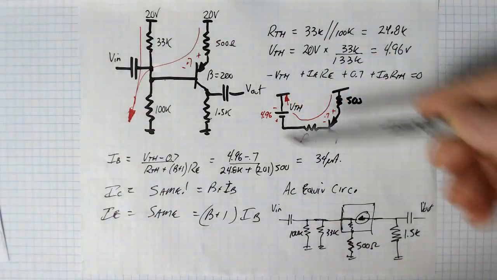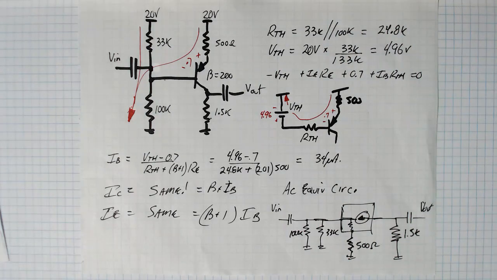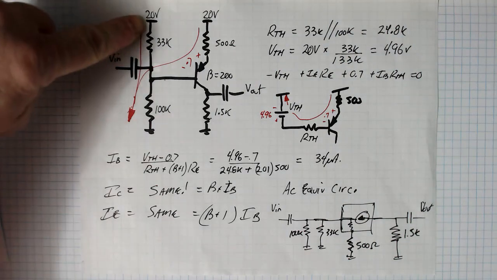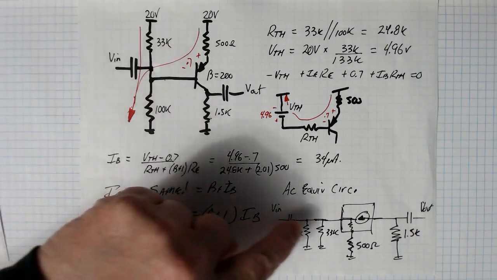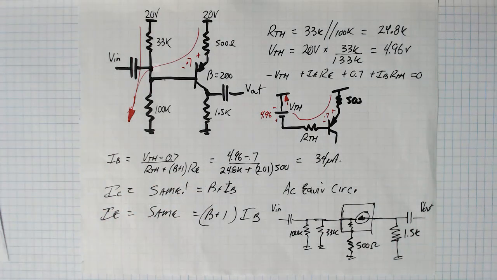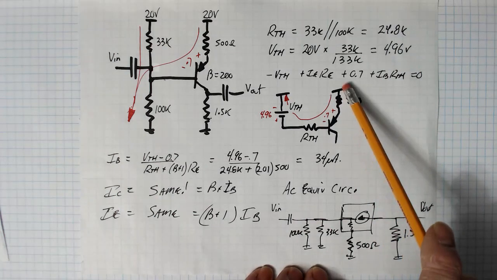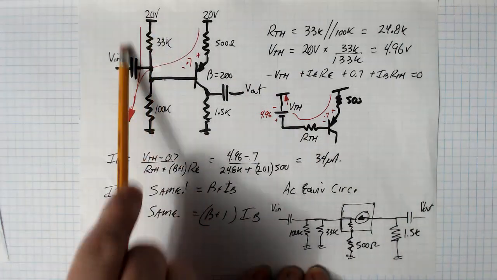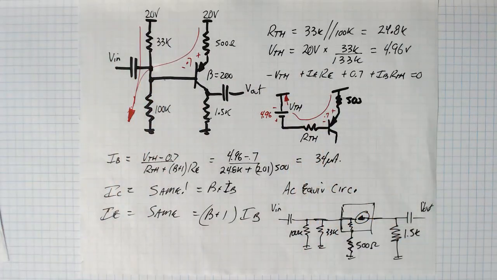Transfer your parts over to the AC equivalent circuit one by one. 33K is between base and ground. Here it's between the base and ground. So the AC equivalent circuit ends up being exact. The only real difference is that you do the loop with the voltage across this resistor and you do it around this way. That's how you deal with the PNPs.